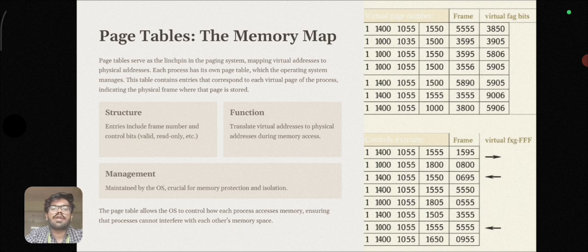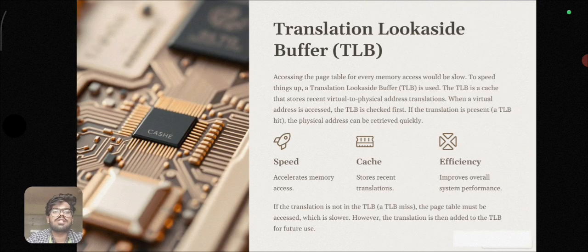Entries include the frame number and control bits: valid, read-only, etc. The function is to translate virtual addresses to physical addresses during memory access. And third, management: maintained by the OS, crucial for memory protection and isolation. The page table allows the OS to control how a process accesses memory, ensuring that processes cannot interfere with each other's memory space.